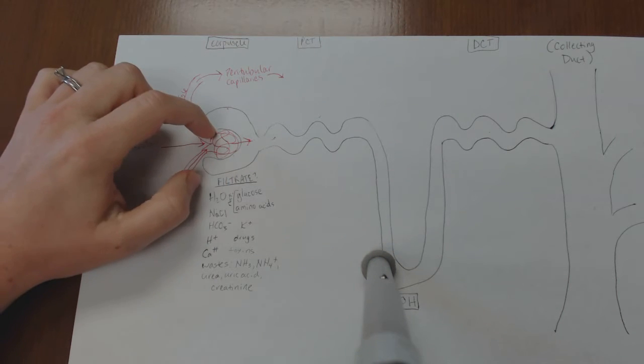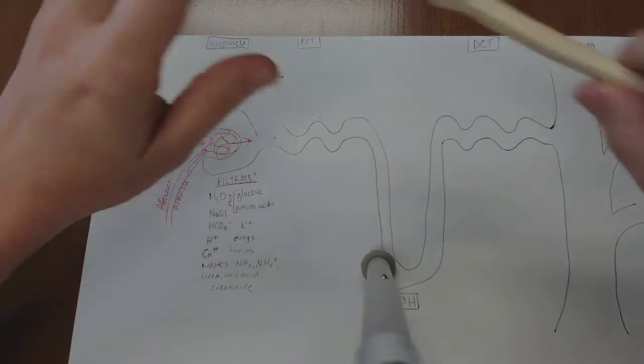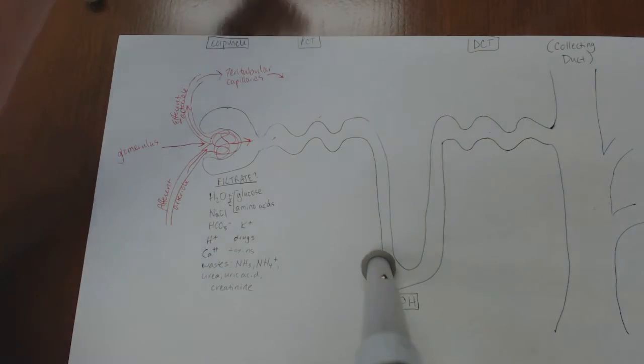Step 1 was filtration, which was pushing stuff from the blood into the nephron. Now the second step is going to be reabsorption. So I'm going to draw reabsorption occurring in blue.